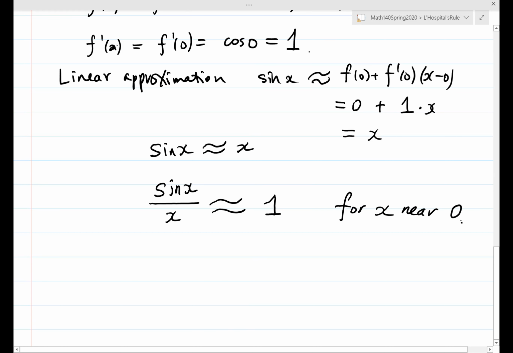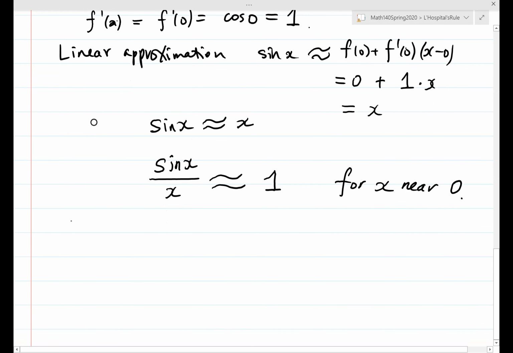Now you may ask, do we have a better approximation than just linear approximation? The answer is yes. We can use higher order information to get a better approximation. So for this problem, we can do better.